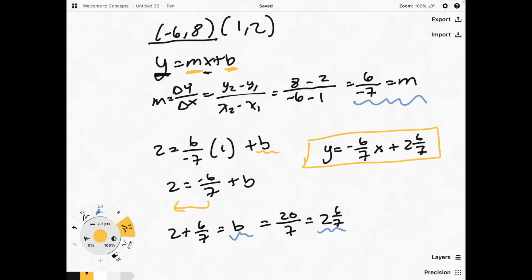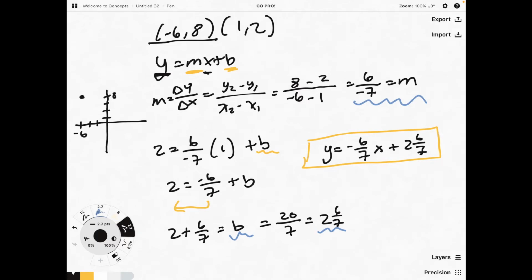With this equation, we know that the rise is down 6 and then over 7 for the run, for our slope. And we know that it crosses the y-intercept at 2 6/7. If we wanted to look at this on a graph, and this may not be drawn to scale, we would go over -6. So 2, 4, 6. And we're going to go up 8, 2, 4, 6, 8. And -6. And this is our first point.